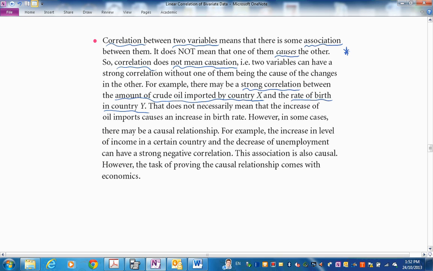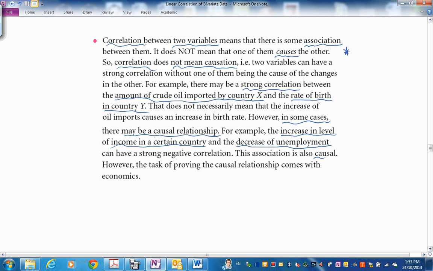Economic growth is good. Though they import oil, they also think about having more children in the family. So there's an outside factor influencing changes in both of them. In some cases, and I've got a good one for you in a minute, there may be a causal relationship. For example, an increase in the level of income in a certain country and the decrease of unemployment can have a strong negative correlation. Decrease of unemployment.